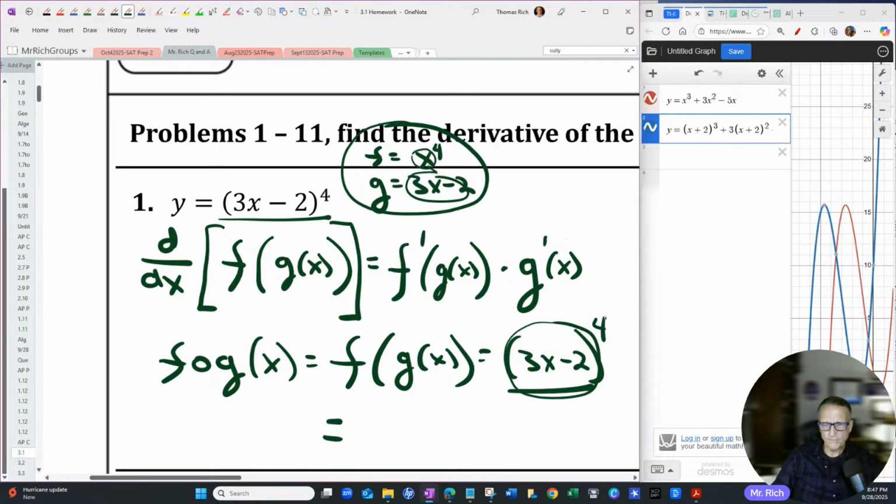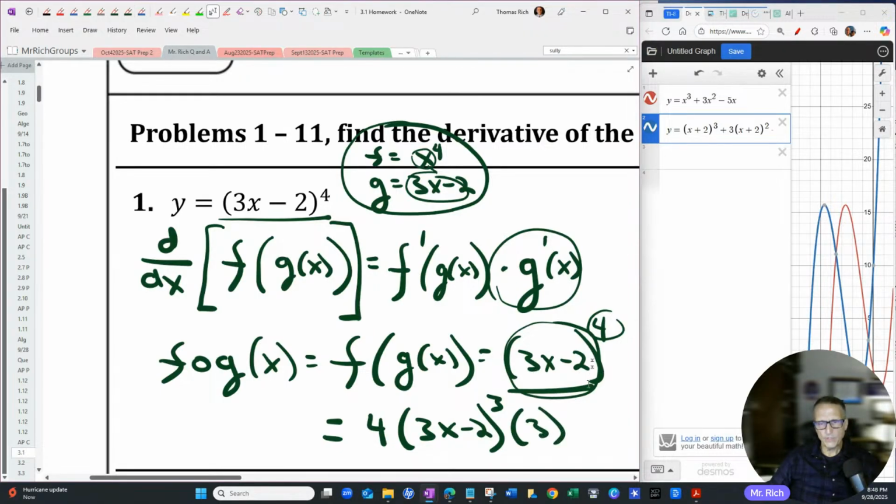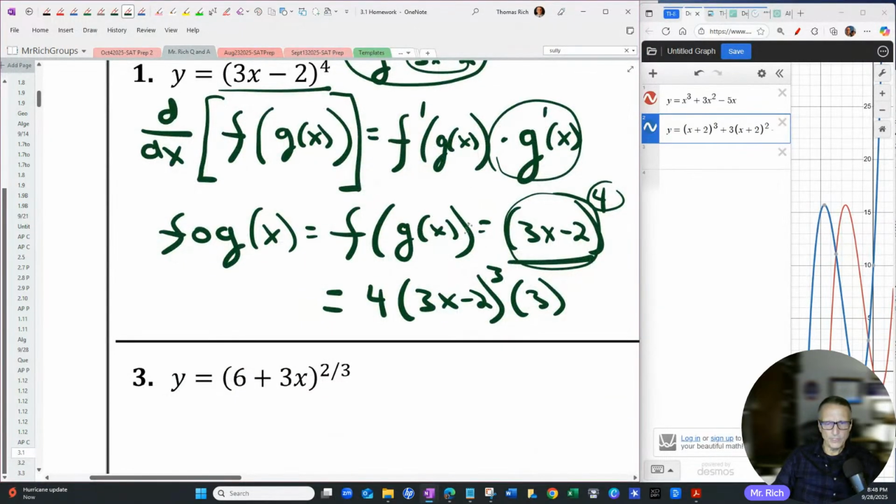So I'm going to take the 4 to the front. I'm going to leave the inside part alone, 3x minus 2. By the power rule, we reduce that exponent by 1. It becomes 3. But then we have to now multiply by the derivative of the inside part. The derivative of 3x minus 2 is 3. So this is what it looks like using the chain rule.